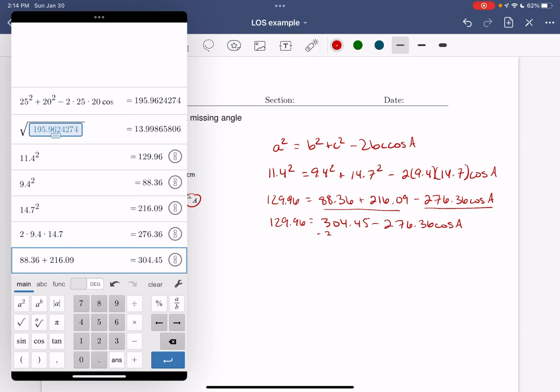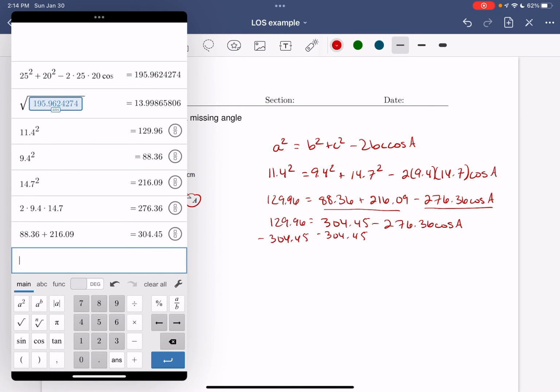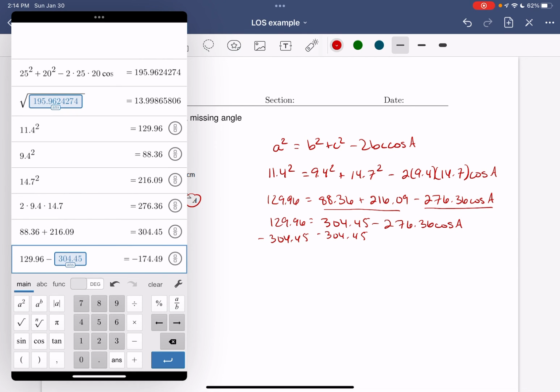So let's subtract that 304.45 from both sides. That's 129.96 minus 304.45, and I have negative 174.49. That's okay. And that equals negative 276.36 cosine A. We're almost there, but I've got to get rid of that coefficient of cosine A. So we have to divide by negative 276.36 on both sides.